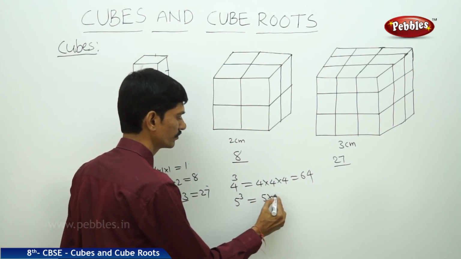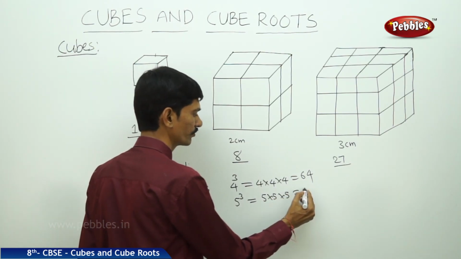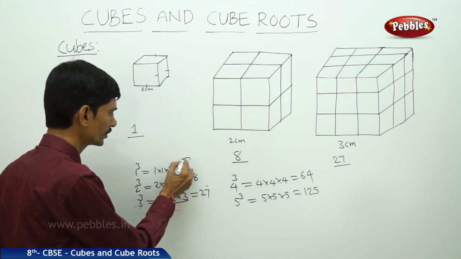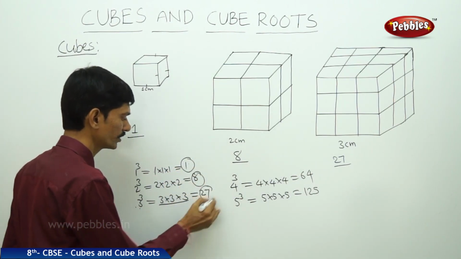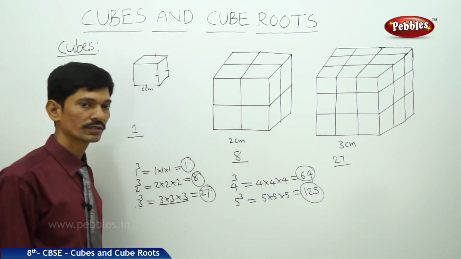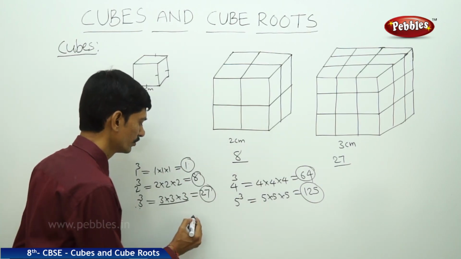So 5 into 5, this equals 5 5s are 25, 25 5s are 125. So the cube of 5 is 125. And what about 1, 8, 27, 64 and 125? These are known as perfect cubes or cube numbers.